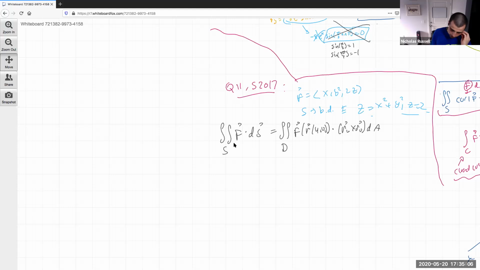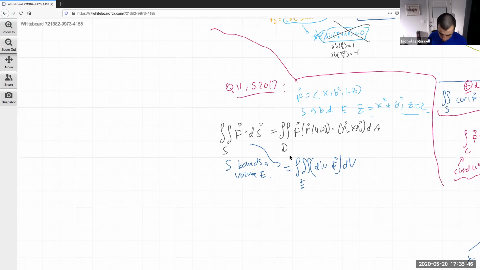But if I notice something about my surface, if S bounds a volume E, if it completely bounds a volume E, then I can calculate this using the divergence theorem. So there's really 2 methods I can use to evaluate this. I either can just go brute force this, or I can calculate the divergence of F and integrate over my volume.